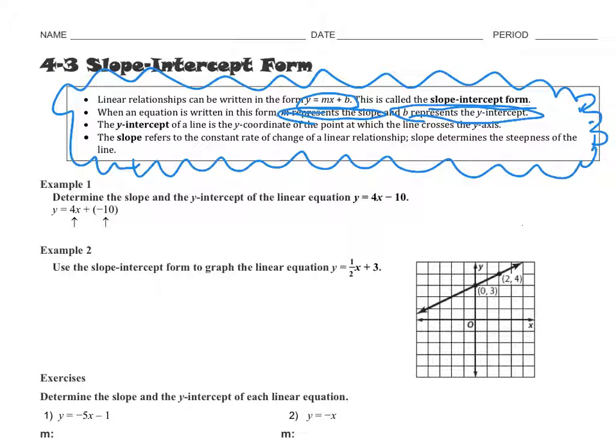I want you to write this equation down here. Circle m or box it, whatever floats your boat, and label that your slope. We've also talked about that being rise over run. And then this last one is my b. The sign in front of it always goes with it, and it is your y-intercept.